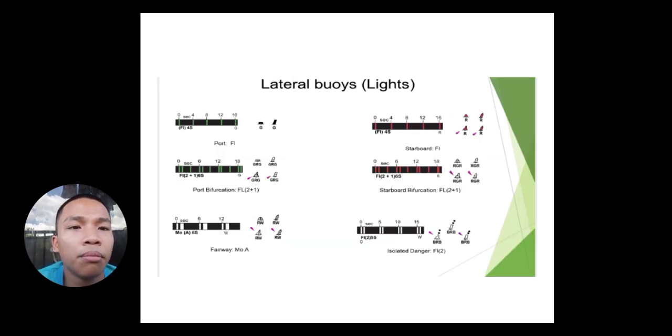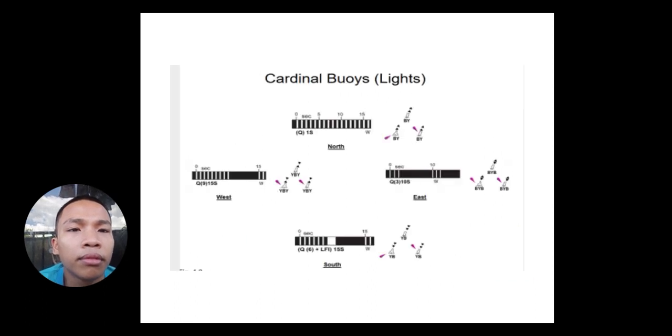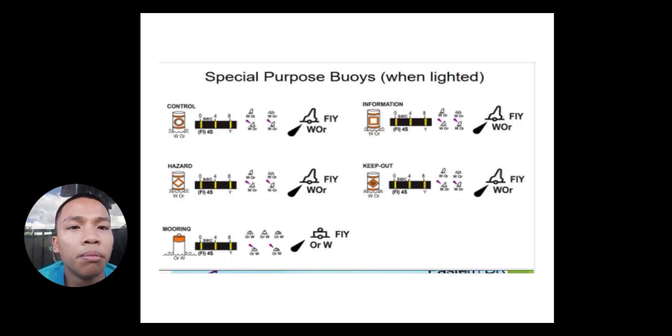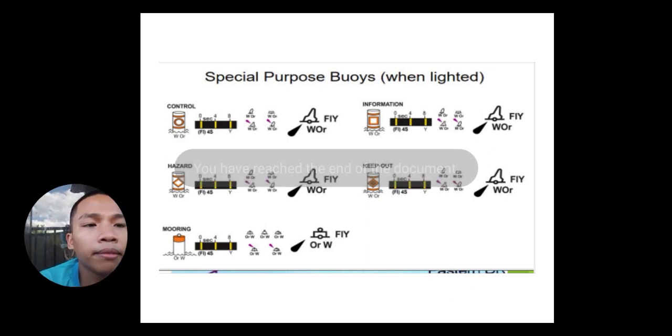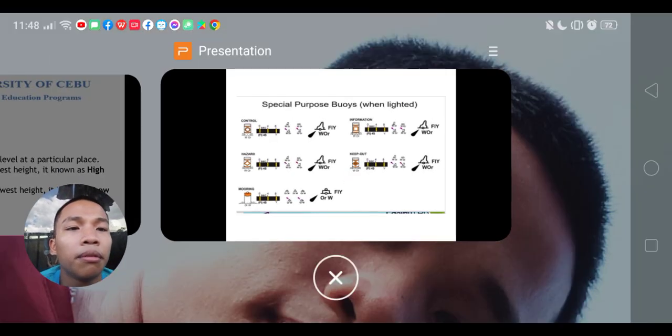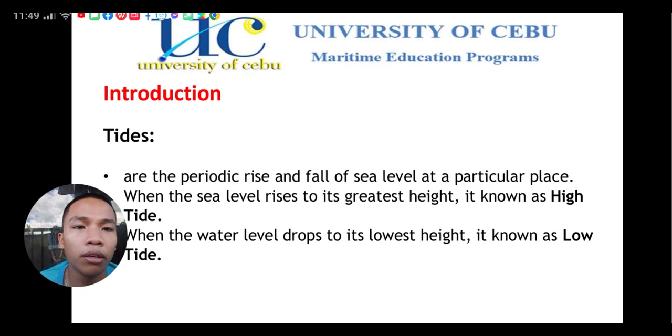These are the lateral buoys. The cardinal buoys, the lights: the north, the south, the east, and the west. The special purpose buoys when lighted: control, hazard, mooring, information, and keep out. That's all for the special operations, and we go to the tides.